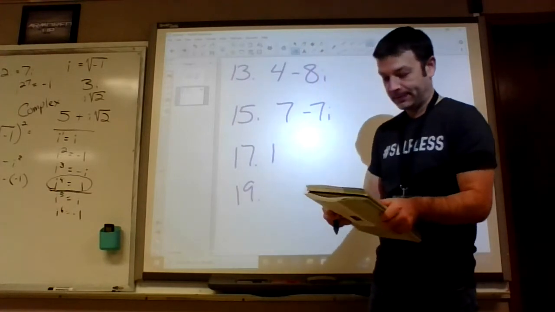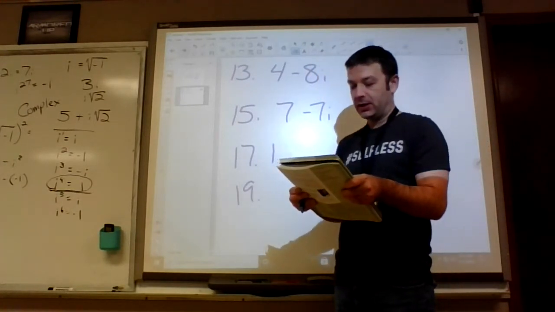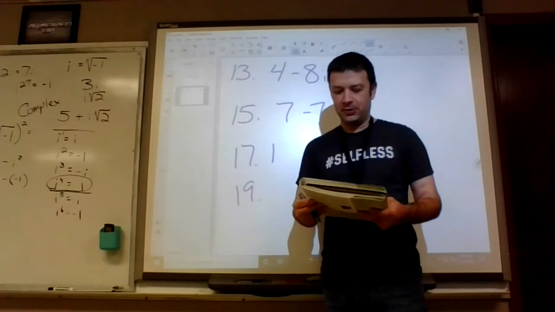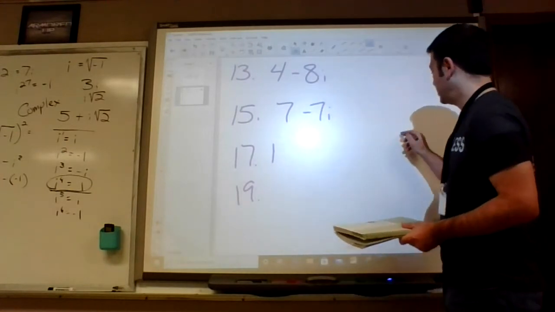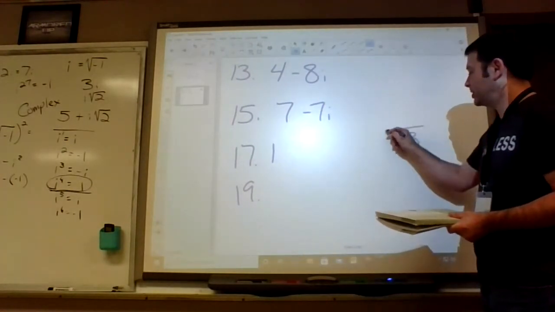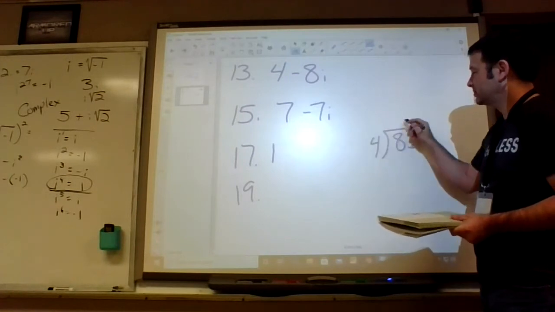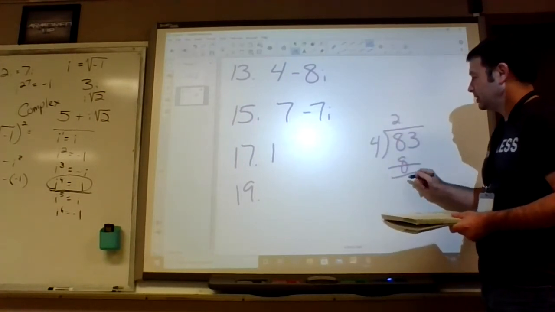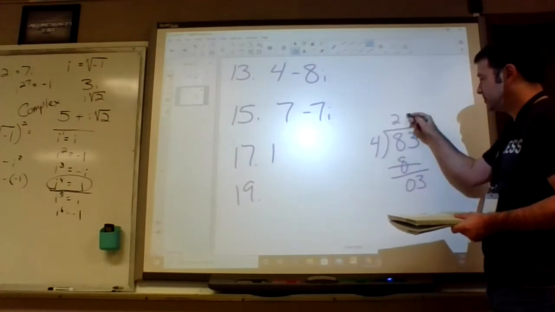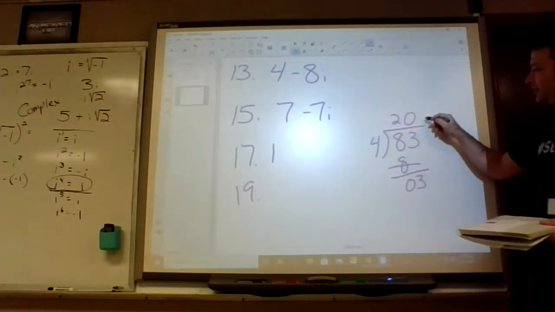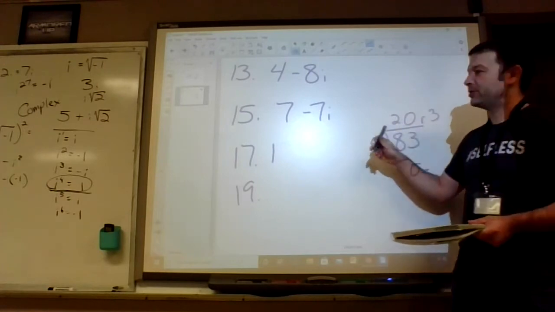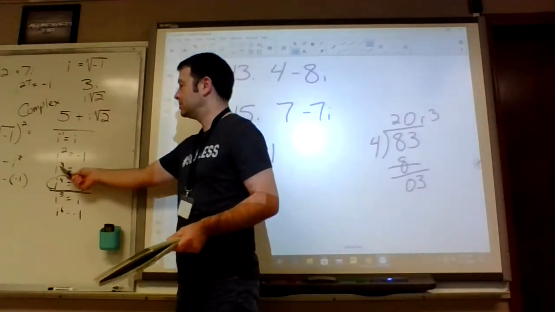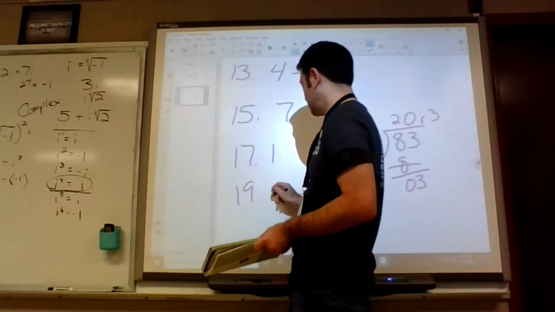19. i to the 83rd. So what do I need to do? Divide by 4. 83 divided by 4. What's the remainder going to be? Remainder of 3. So that would be like i to the 3rd. So you're negative i. Right.